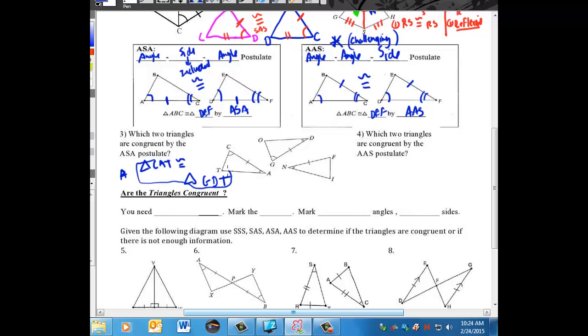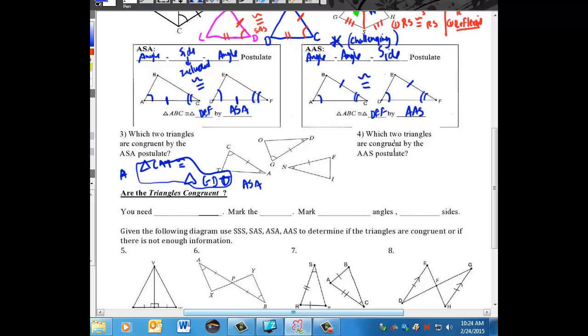Triangle CAT is congruent to triangle GDO. There we go. CAT is congruent to triangle GDO by angle, side, angle. And the side is included. There's an angle, side, angle.